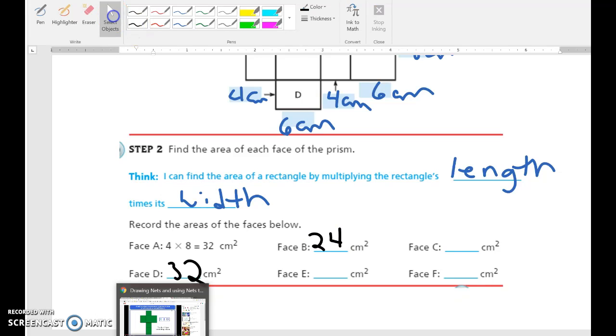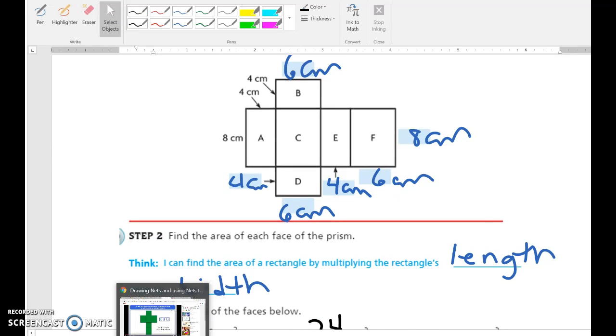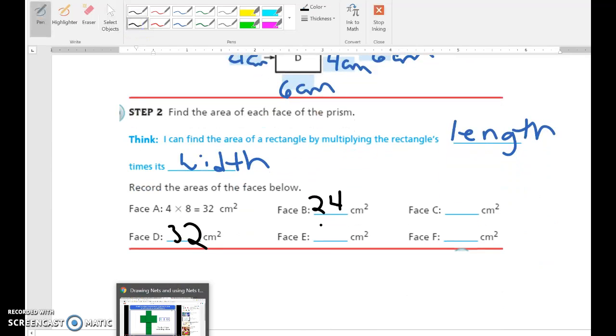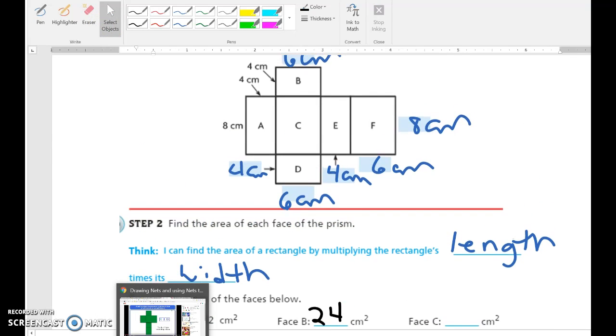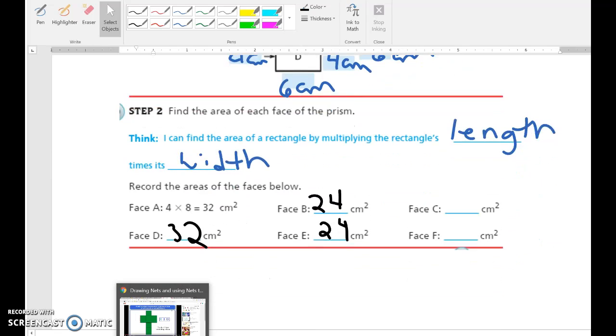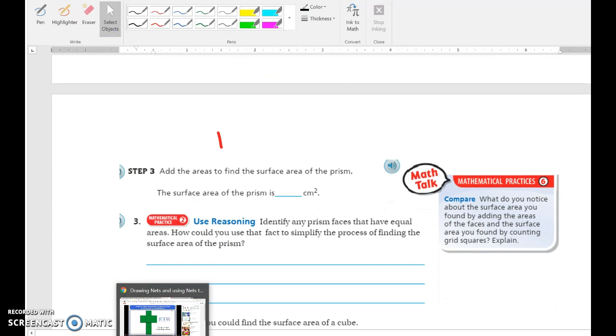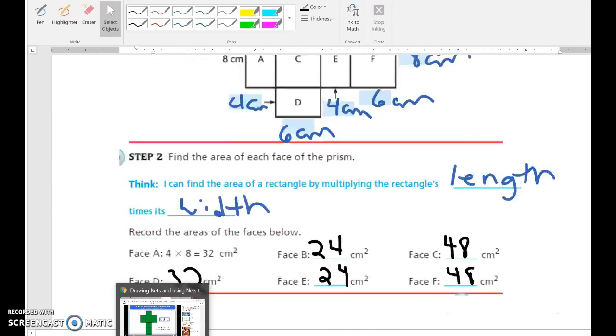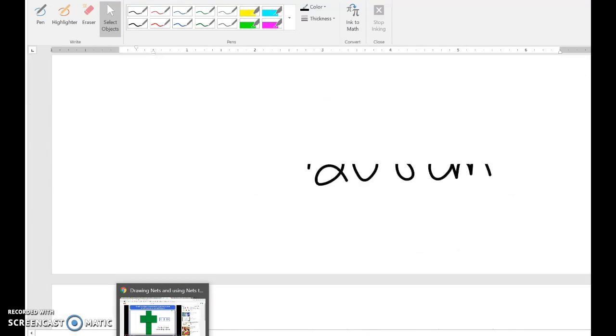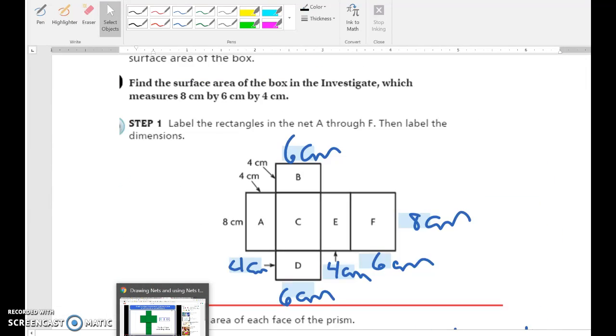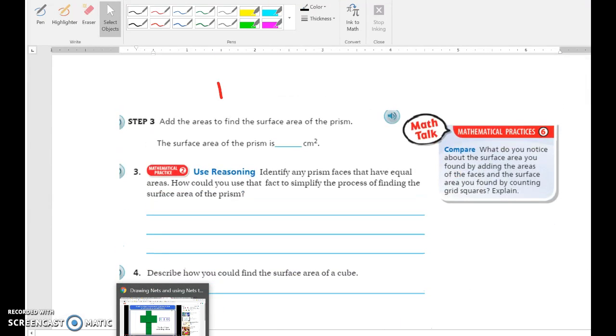So if we look up at face B, once we've labeled it, right, 4 by 6, that's going to have to be 24. And E and B are congruent, like I said before. And then C and F are the ones that are 48, as you can see. It's the biggest one. And those are the ones that we did 6 times 8 equals 48. Okay, and then we add up all the pieces. And we got, for a total surface area, what did we get? We got 208, right? 208 square centimeters. Let's clean that up.